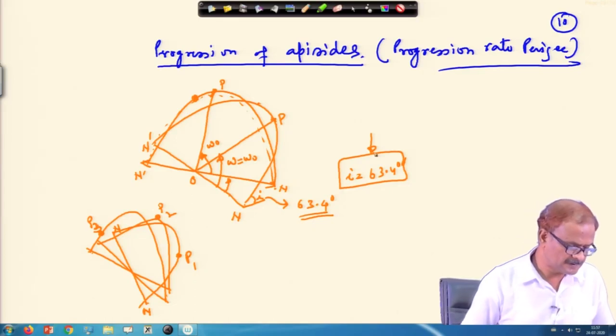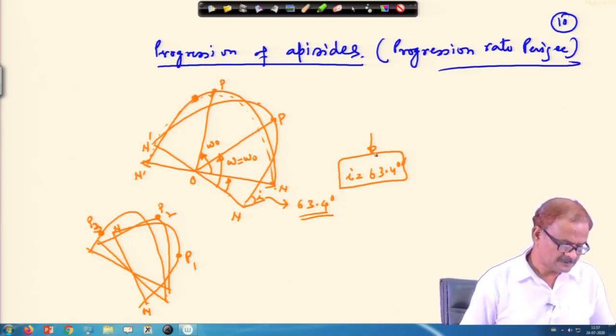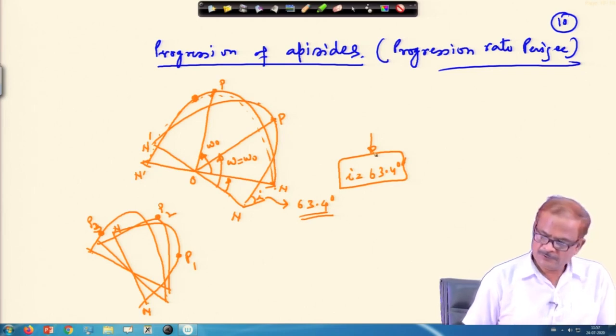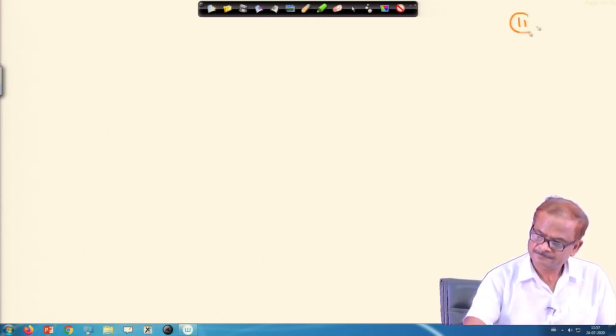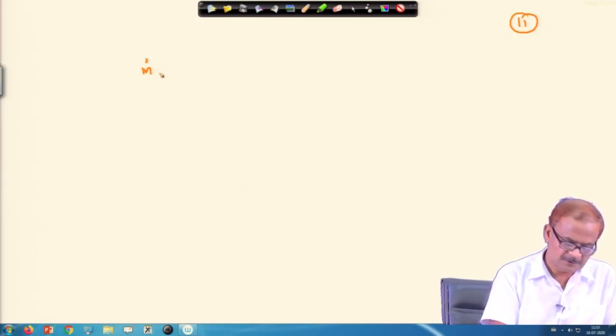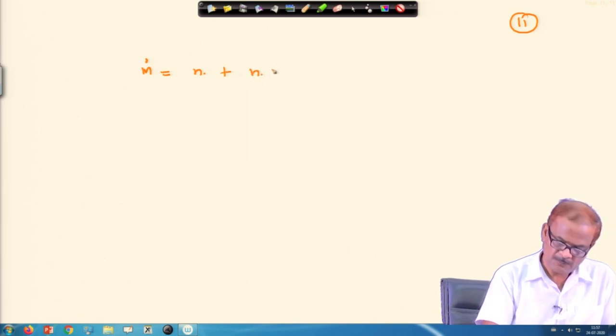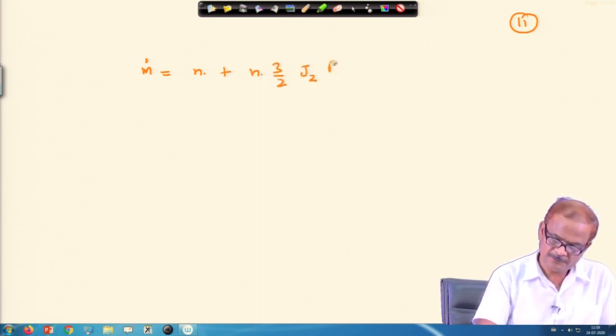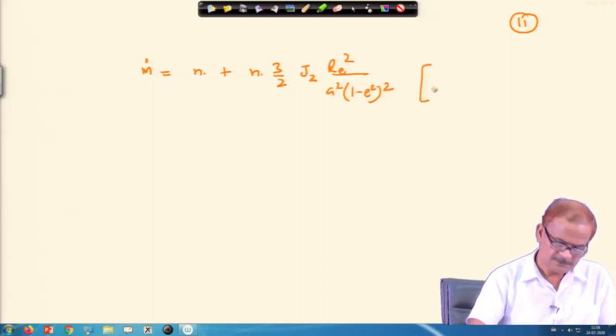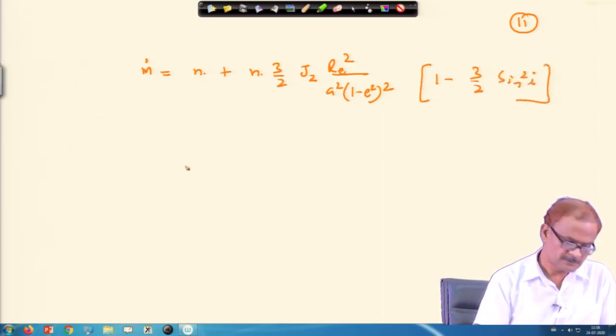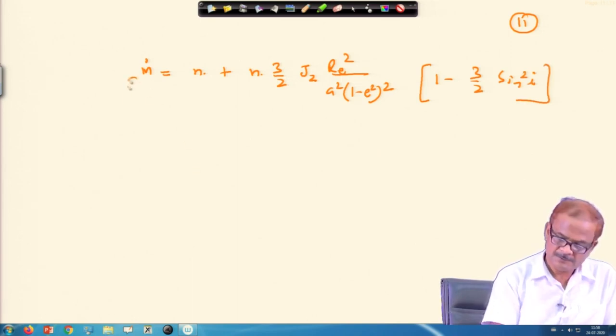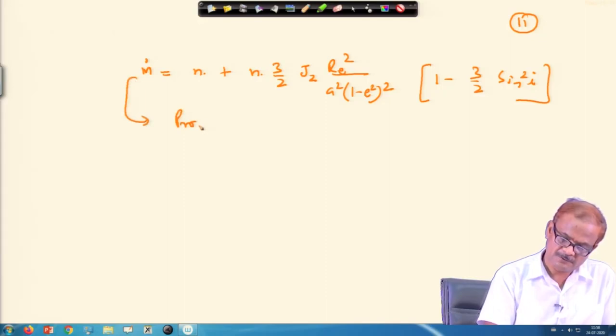Okay, so these are the things that we can play with. Also, one more equation we can write, M dot equal to n plus n times 3/2 J2 R e square by a square times (1 minus e square) whole square, times (1 minus 3/2 sin square i). This is called progression of epoch.